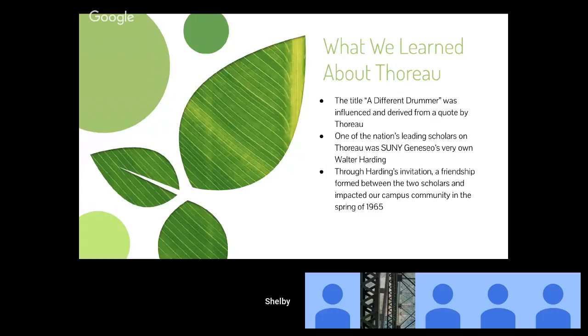Through Harding's invitation, a friendship formed between two scholars and impacted our campus community in the spring of 1965. And honestly, I think it kept going. There was a letter featured on my page from 1970 where Harding was still teaching A Different Drummer. It had been almost 10 years since it had been published, and he was still teaching it in the classroom. He felt that this knowledge was important, and he felt Kelly was a true Thoreau scholar. It's so nice to see that friendship that happened 50 years ago in these documents. It felt humbling almost.